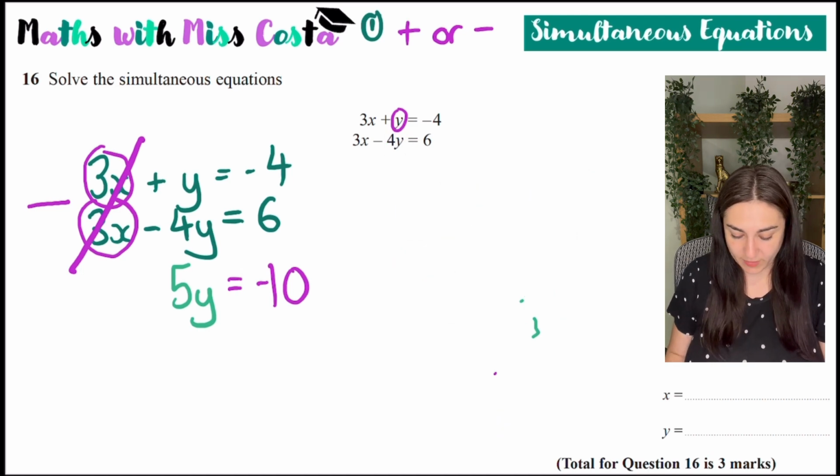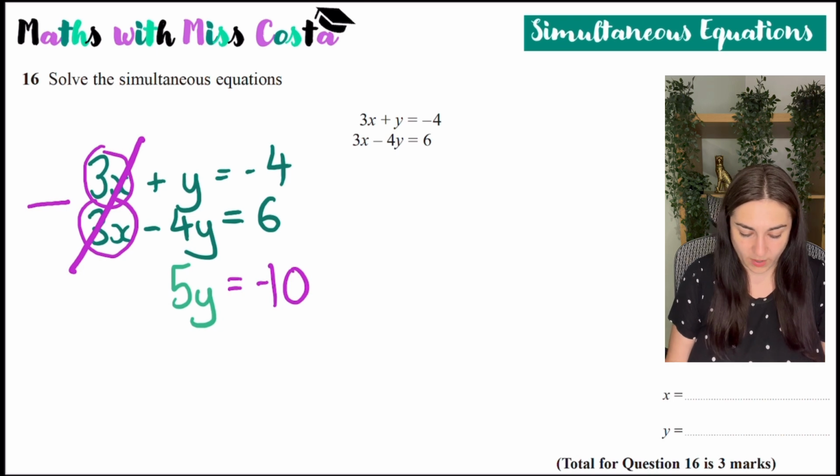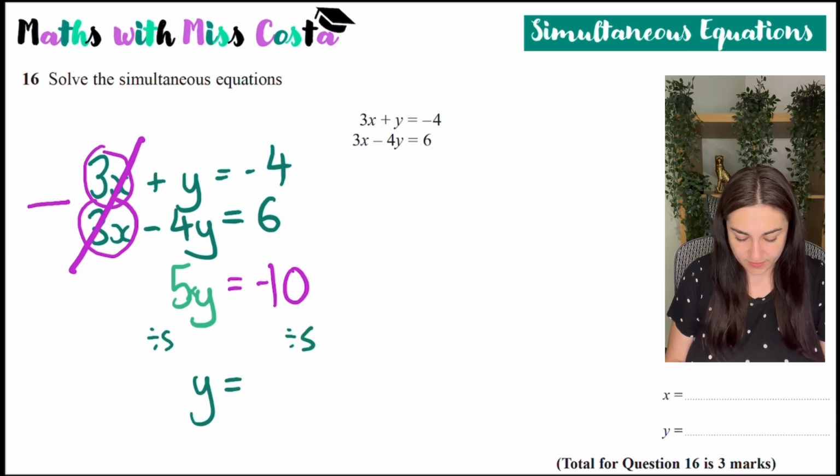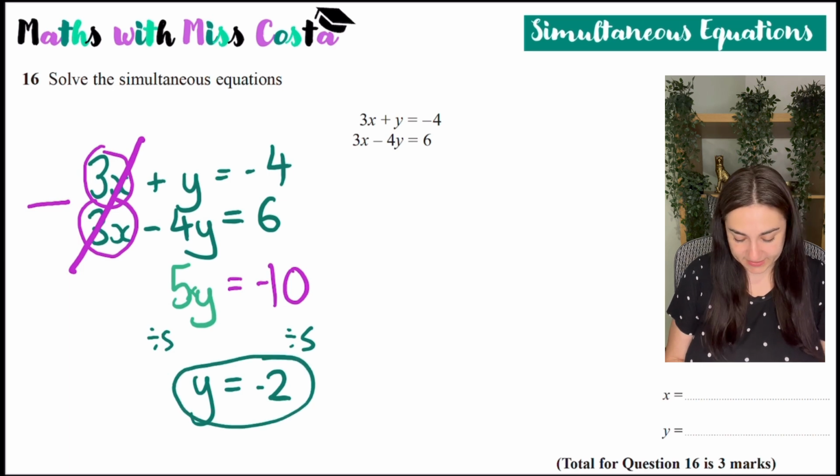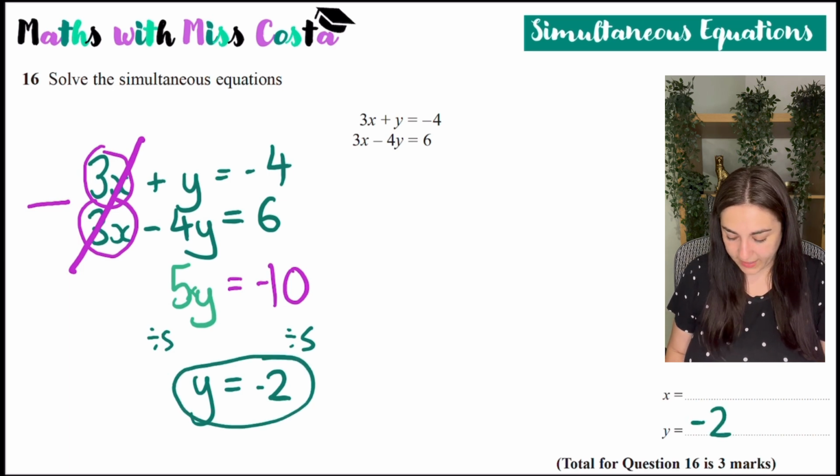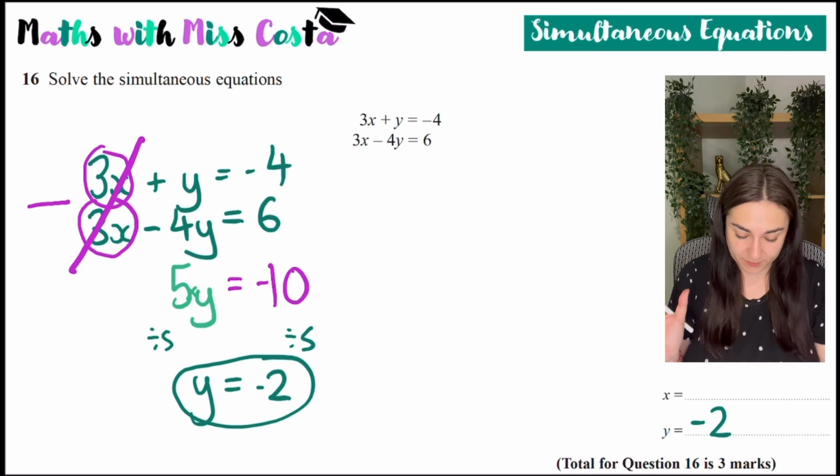Now I can use all of my knowledge of solving equations to figure out what y must be. So 5y means 5 times y. So I'm going to have to divide both sides by 5 and figure out that y equals minus 10 divided by 5 is minus 2. So I know that y equals minus 2. I figured out the first part.